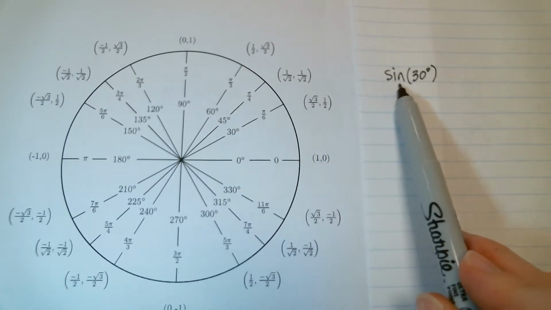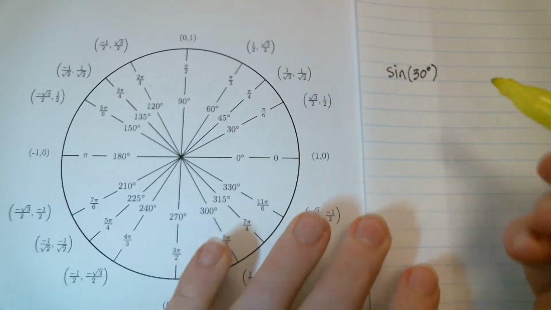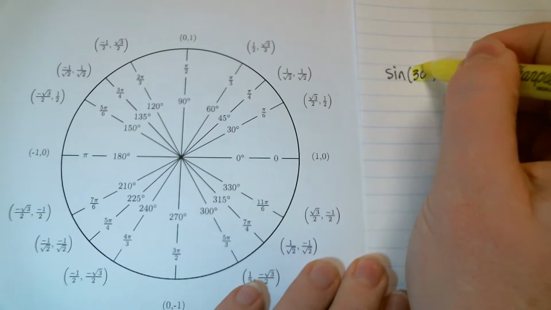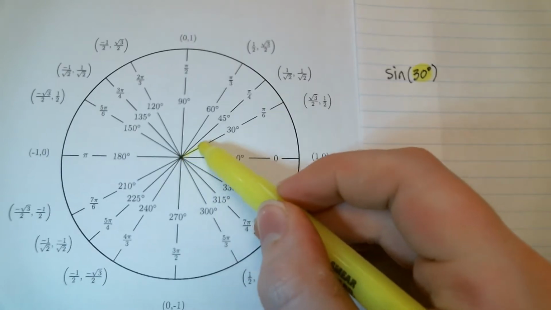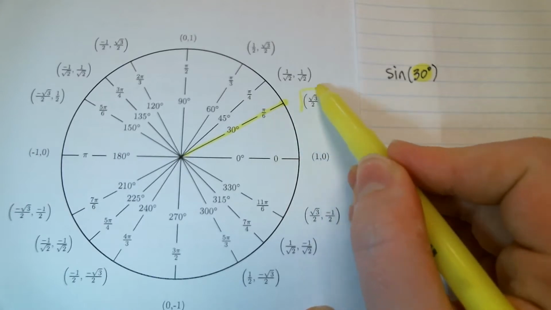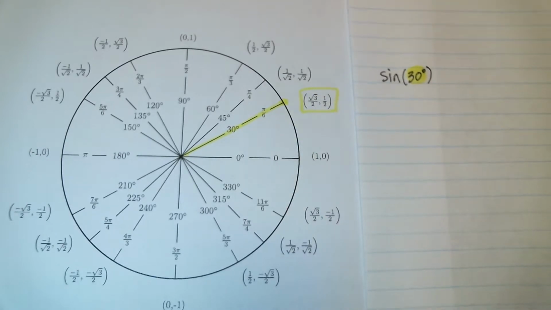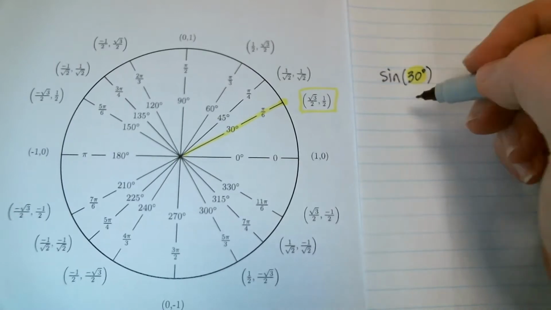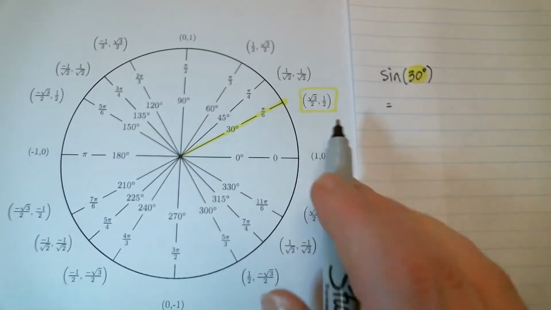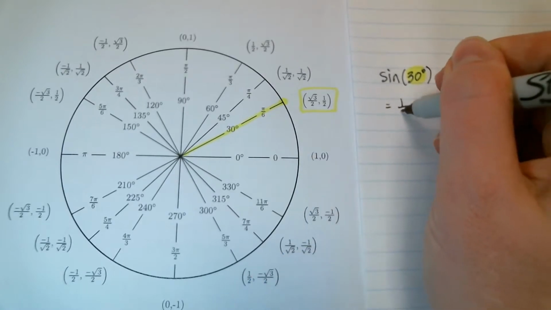So, sine of the angle 30 degrees, what I need to do is find this angle on my unit circle, and here is the terminal side for that angle. But it's not about this, it's about the point. So if I want to know sine of 30 degrees, it is just the y-coordinate of this ordered pair. So this is 1/2.